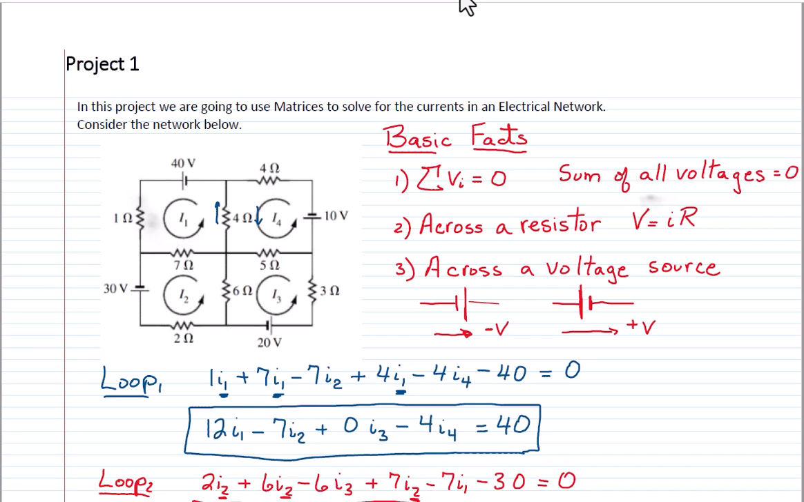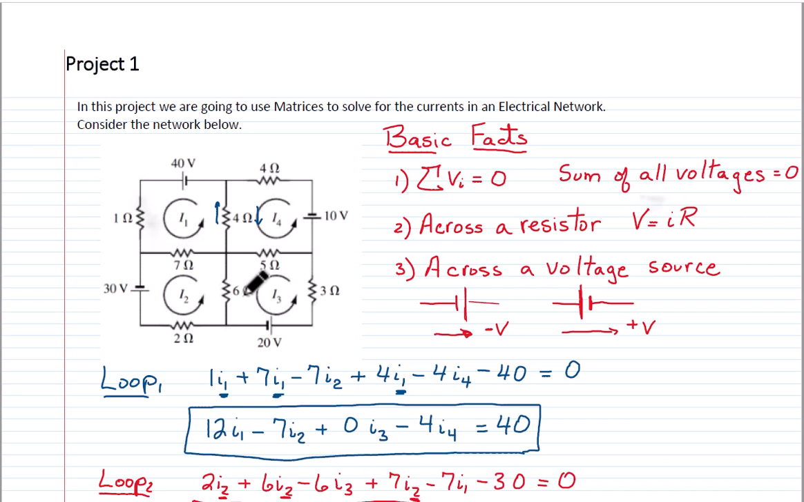So I've got an electrical network here on the left. What you see is I've got some voltage sources. I've got some resistors. And we've got 4 currents. We want to solve for the currents inside the network.